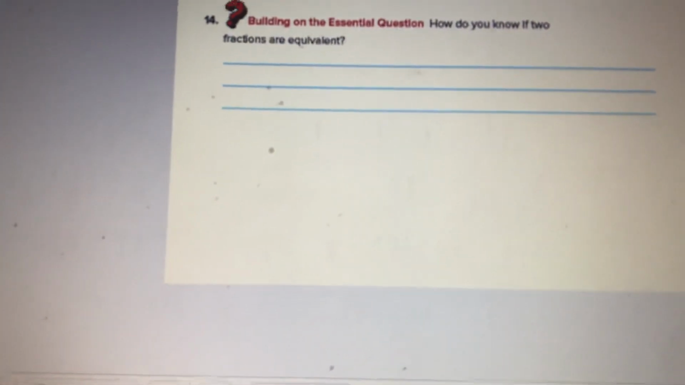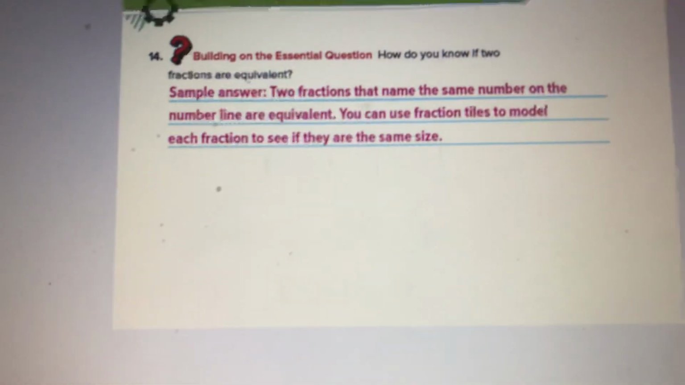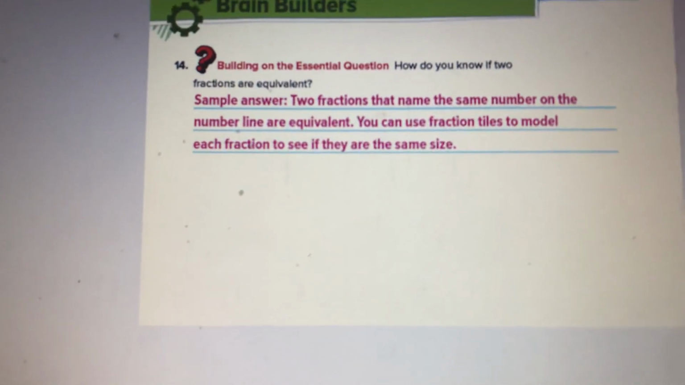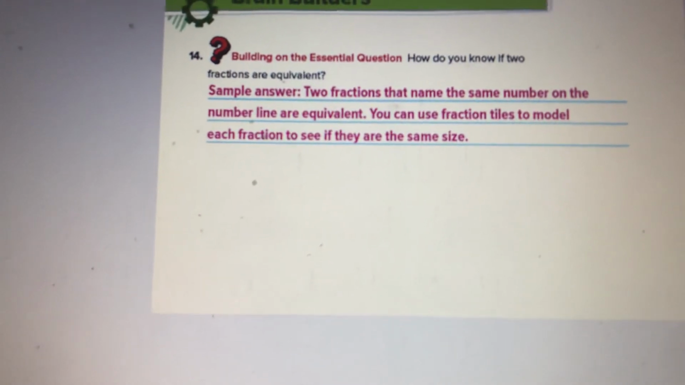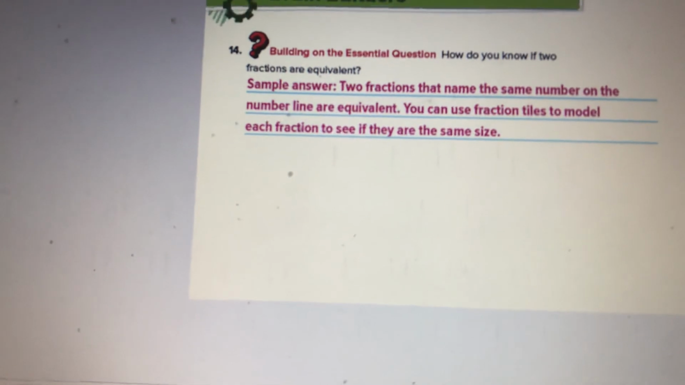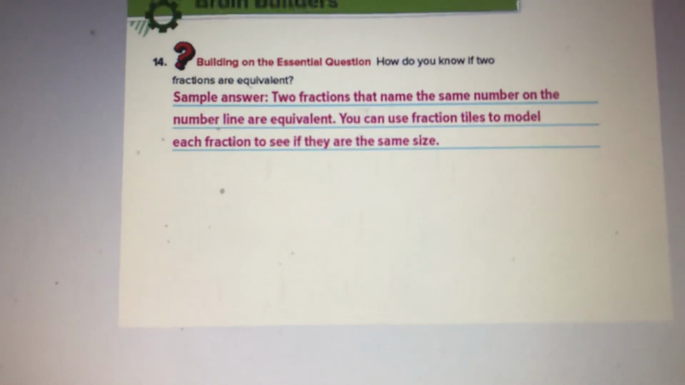Okay, how do you know if 2 fractions are equivalent? Well, here's your long answer. You might want to hit pause when you see this, and of course you don't have to write the sample answer. Two fractions that name the same number on the number line are equivalent. You can use fraction tiles to model each fraction to see if they are the same size. I wish we were at school and had the plastic ones we were using, but the strips will work fine.